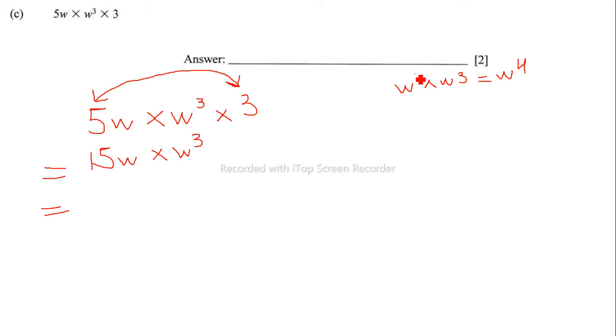Because you add the powers. This is to the power of 1. This is to the power of 3. And 3 plus 1 is 4. So it's going to be 15 times W to the fourth. And so that's the correct answer here. Fifteen times W to the fourth power.